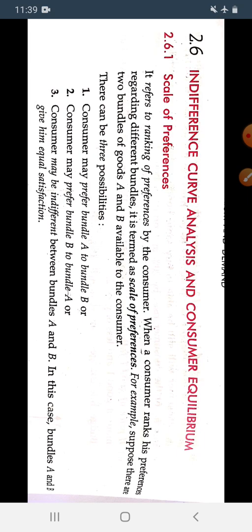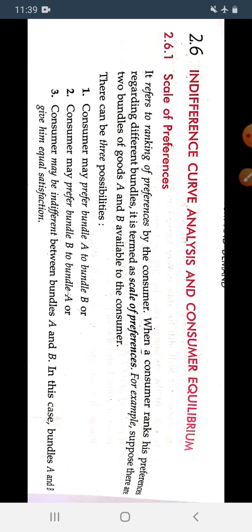For example, if we prefer pizza more in comparison to burger, we give pizza rank 1 and burger rank 2. In this condition, it is called the scale of preferences, which shows which commodity we prefer most.